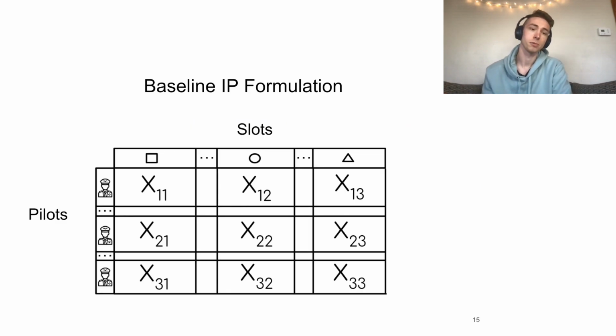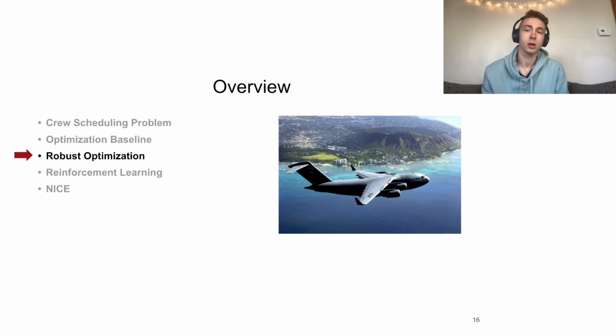And finally, I think it's helpful to view this as a matrix where we have slots as our columns and pilots as our rows. And what we're basically trying to do with this integer program is solve a complicated Sudoku puzzle. So we want to put a 1 in each column, subject to all of the constraints that were given before. Okay, so now I will turn it over to Siddharth to talk about robust optimization.